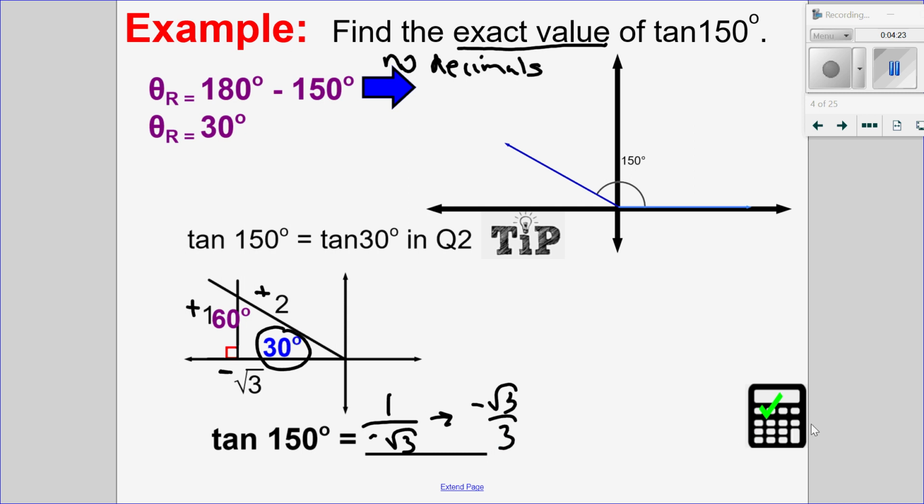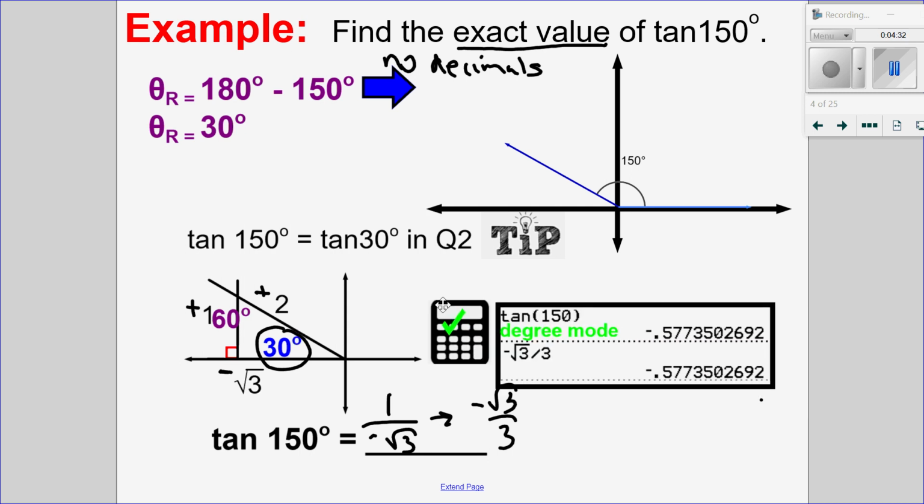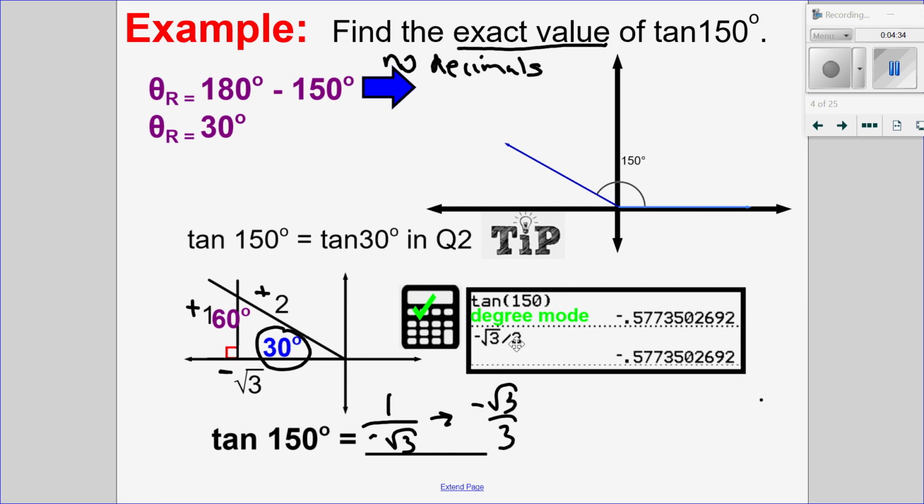Now the nice thing is I can check to see if I'm correct or not by plugging it into my computer. So I can plug in tan of 150, and I can also plug in negative root 3 over 3. Seeing that both values match, I know I've done this correctly.